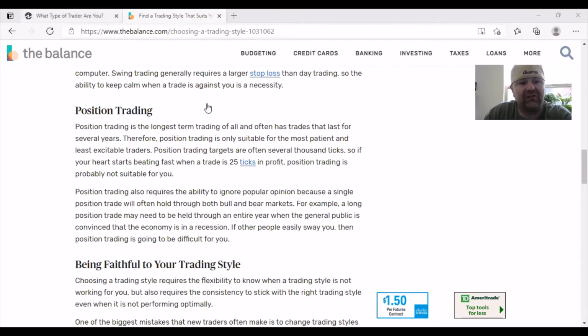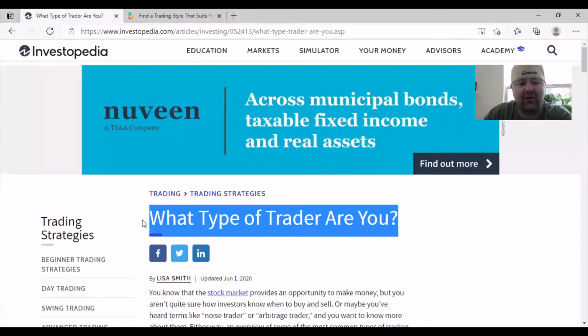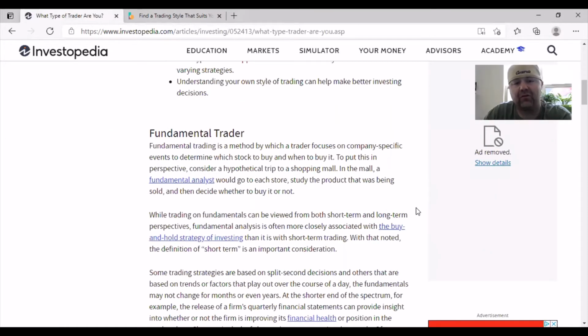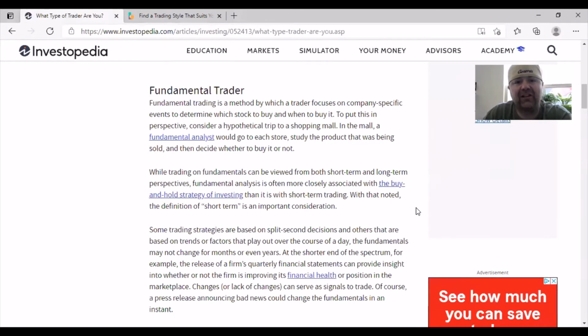What I'm going to use first is Investopedia, and I want to talk about what type of trader you are. It gives you a couple of different ones. So we're going to talk about the fundamental trader. I'm going to have the links in the description so you can check it out, but I want to kind of summarize this for you guys and put it in simple terms.